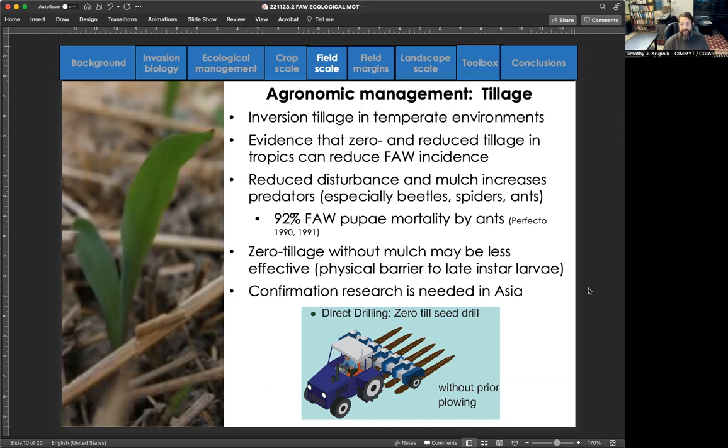Zero tillage may also be a physical barrier, or the mulch that can be between maize plants when they have just become established may also be a physical barrier for late instar larvae that are ballooning, which is when the larva emits a silken strand, and they are taken by wind, and that allows them to swing from maize plant to maize plant. This is the mechanism of plant to plant dispersion for larvae.